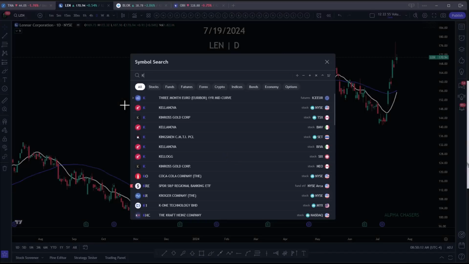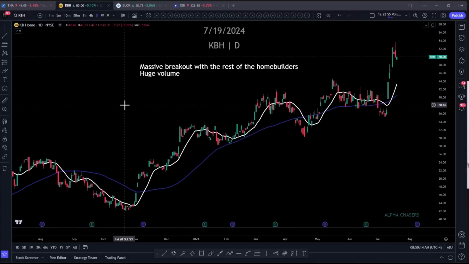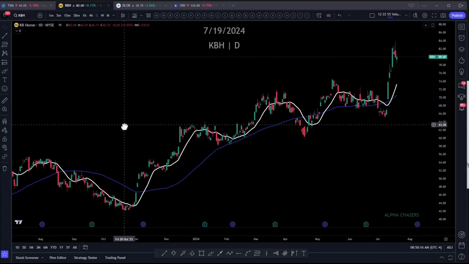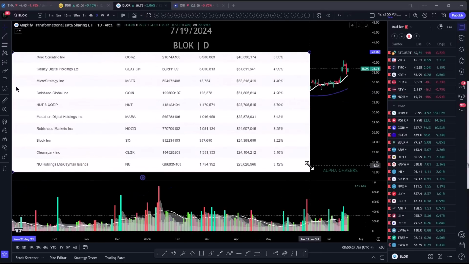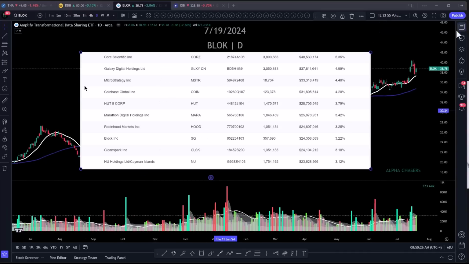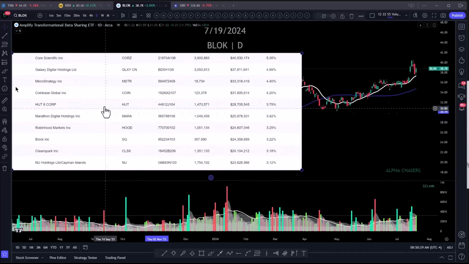Lennar, right? KBH. And these are names that I would sit there and look at, and you could look at them or you can play them. But again, it's the themes. If you go to something like Block and we look at this, and I'm not saying that there's not going to be other names that you could be playing, but if you're going to take a look at Core Scientific, this Galaxy Digital, which is obviously not US, but MicroStrategy, Coin, you can always play the ETFs themselves, HUT, Mara, Hood, Square, CLSK, and use it here, which I didn't even think about, candidly. But now go look at these charts.